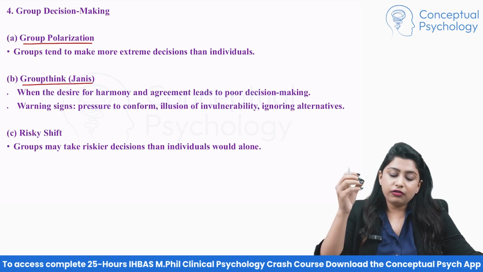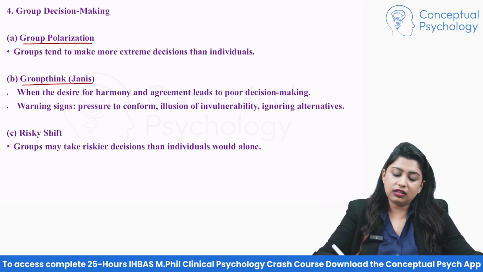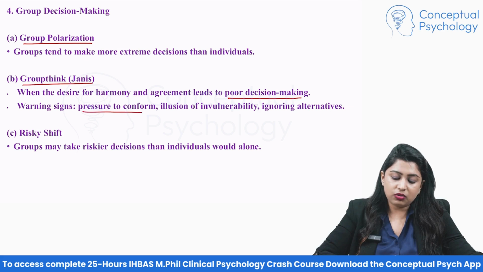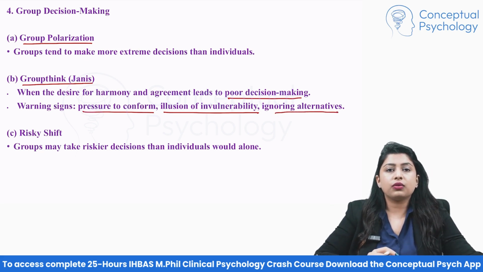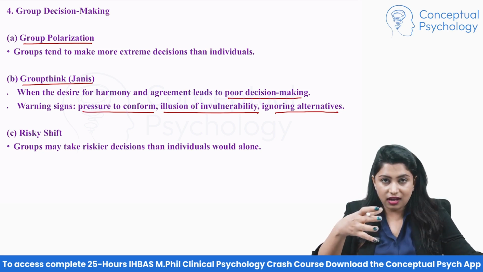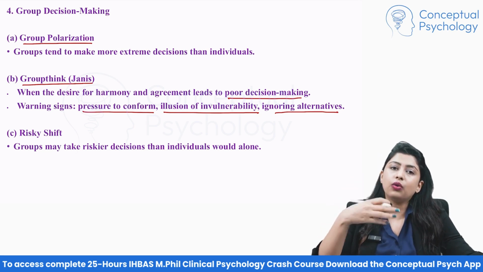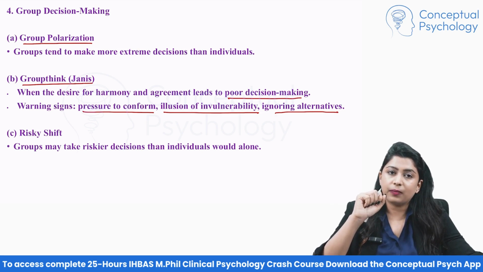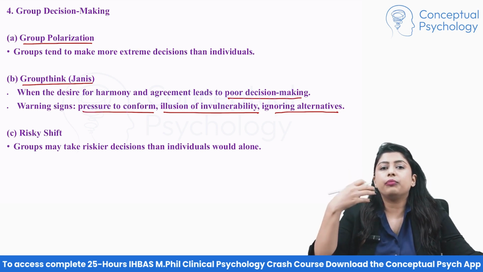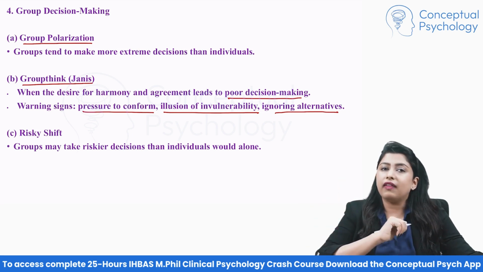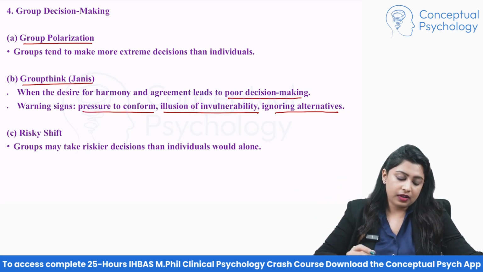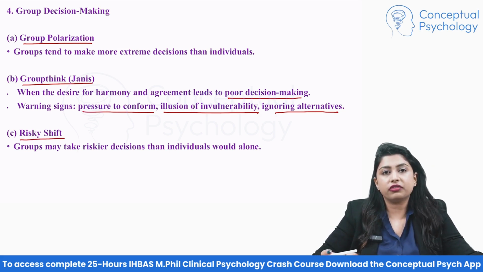When the desire for harmony and agreement leads to poor decision making, there is pressure to conform, an illusion of invulnerability, and ignorance of alternatives. NASA's Challenger disaster in 1986, where warnings about the risks were ignored to maintain group consensus, is one example. Or corporate boards approving risky mergers without critical evaluation. That is groupthink.